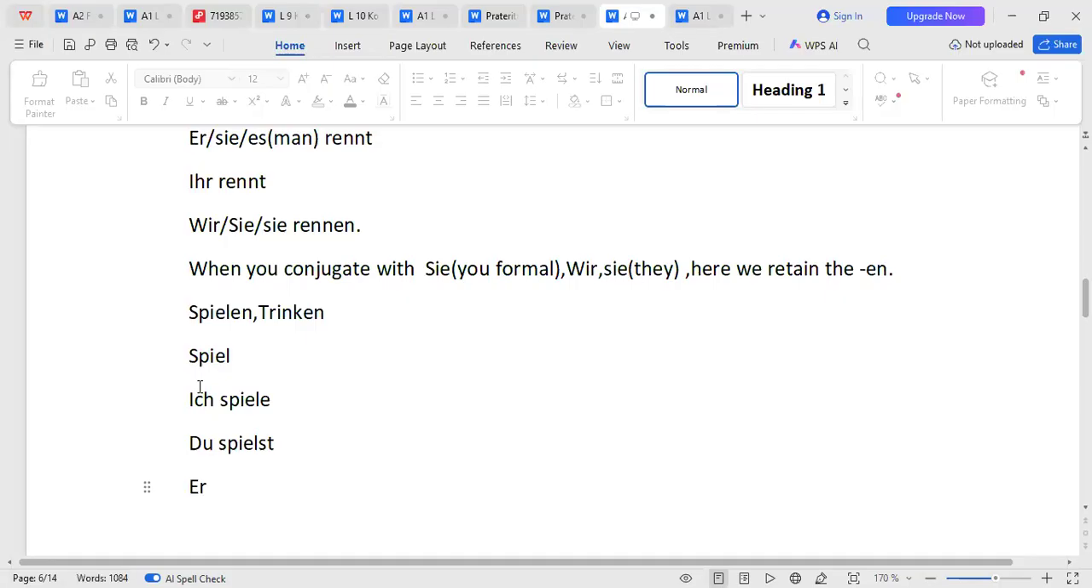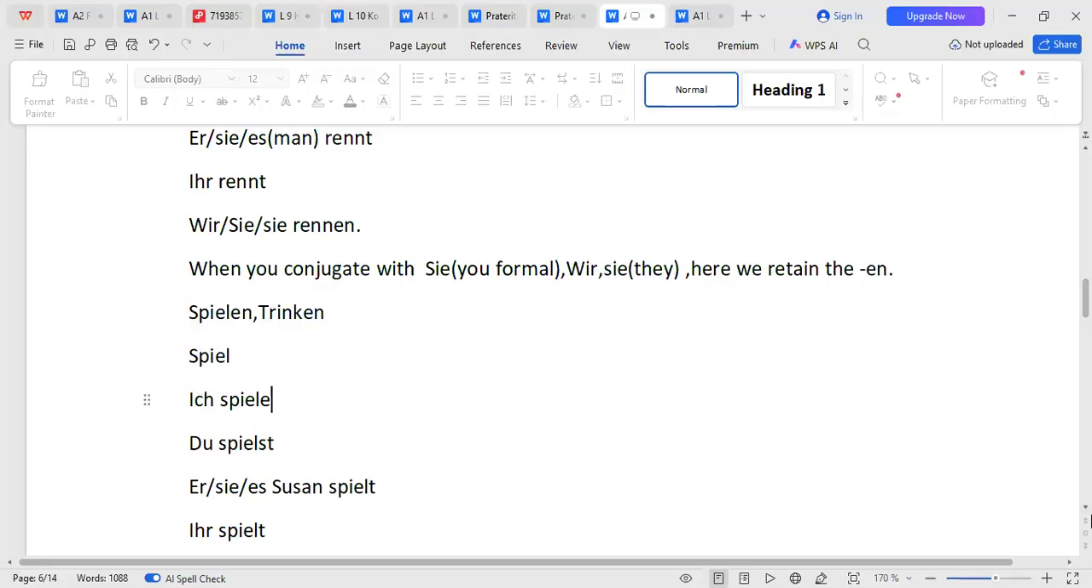Then go to the third. Er, which is he. Sie, which is she. Es, which is it. Let me use a name of a person, or let me use Susan, which won't confuse you. Susan, for example. Susan spielt. I write the spiel and a t. Susan spielt. Then ihr is you all. So here is the same as the third person. Just write spielt again.